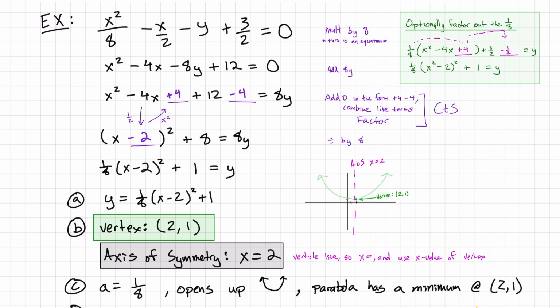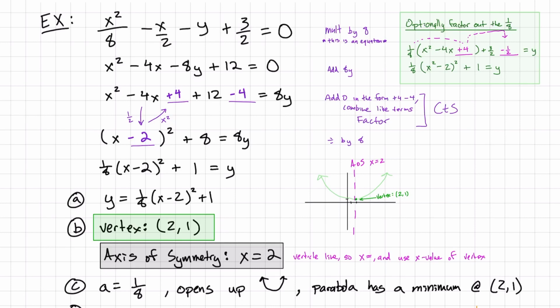I don't want to mess with these fractions, so I'm just going to multiply everything times 8. I'll show you working with the fraction over here on the side in a second. But I can multiply everything times 8. So now I have x squared minus 4x minus 8y plus 12 equals 0. I can do this because this is an equation. If I was completing the square and I just had an expression, I would not be permitted to multiply everything times 8. I would have to work with the fraction. But because this is an equation, I can do that.